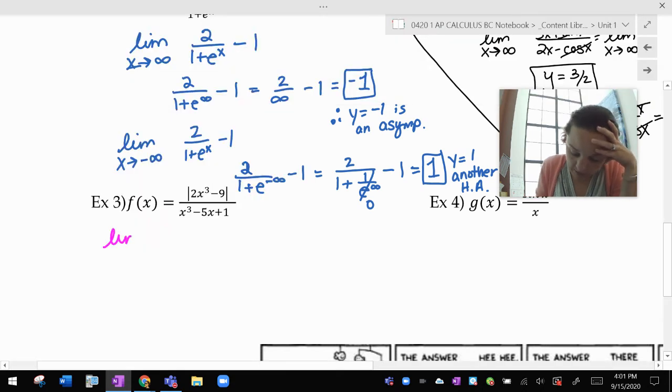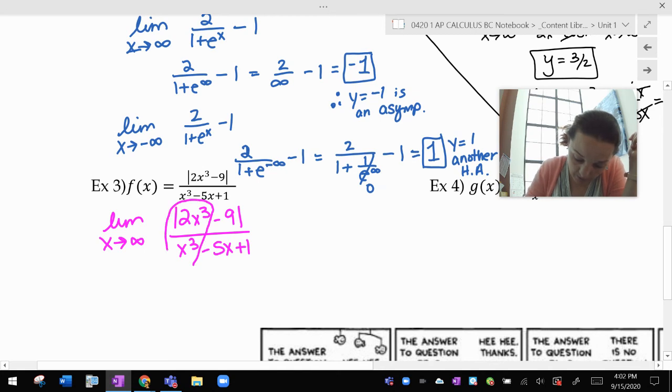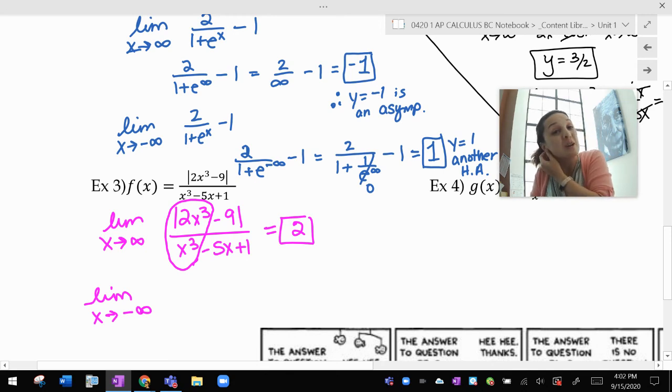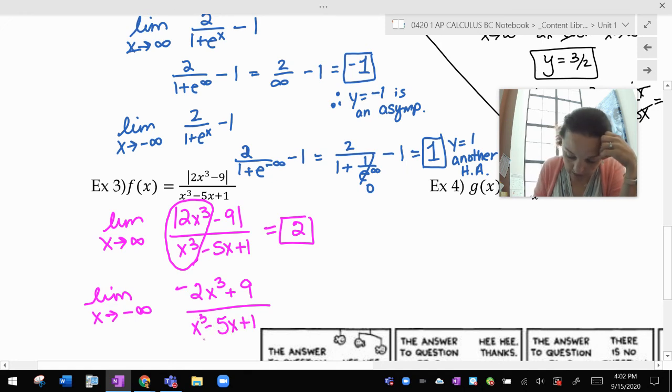Purple. Limit as x approaches infinity of the absolute value of 2x cubed minus 9 over x cubed minus 5x plus 1. The absolute value I can ignore because as x approaches infinity, that's going to be positive anyway. So really, I'm just comparing these two things. They have the same degree on the top and on the bottom, so that equals 2. As x approaches negative infinity, that numerator is going to be negative, so it's going to need to get negated. So really, piecewise, this becomes negative 2x cubed plus 9 over x cubed minus 5x plus 1. Now, when I compare these, I get negative 2.